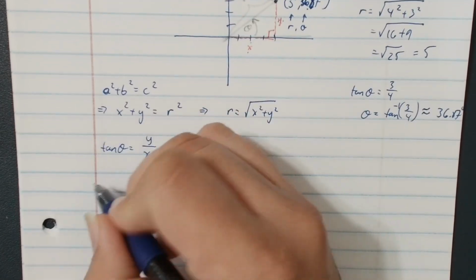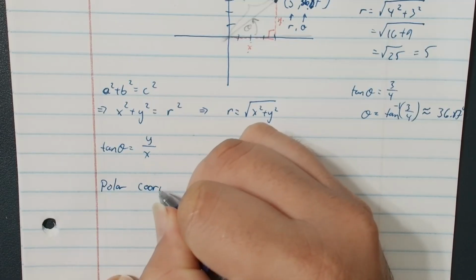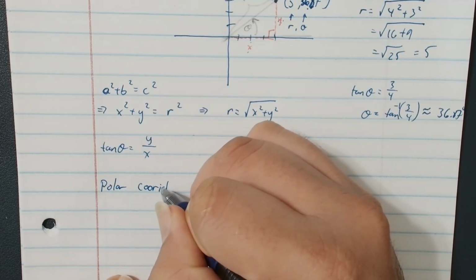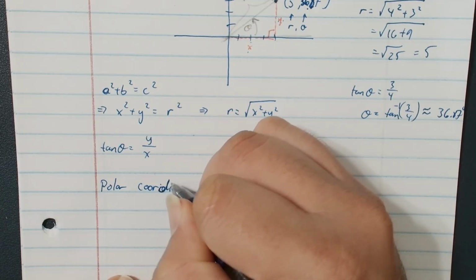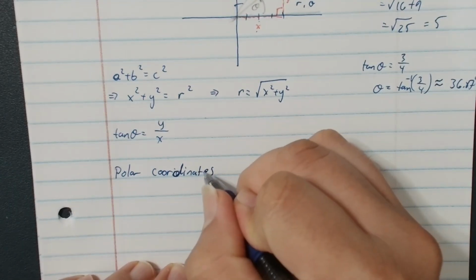I don't know how to spell. Let's try that again. Coordinates. It's amazing how far I've gotten in my life without ever learning to spell.